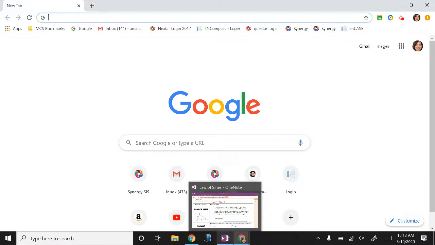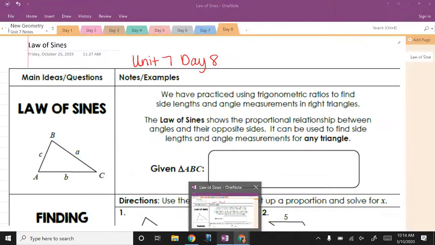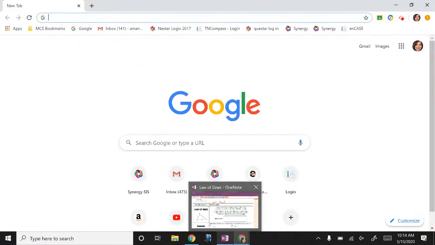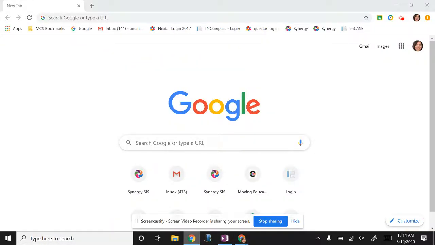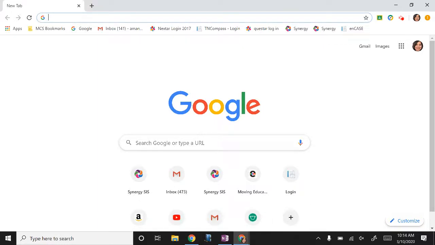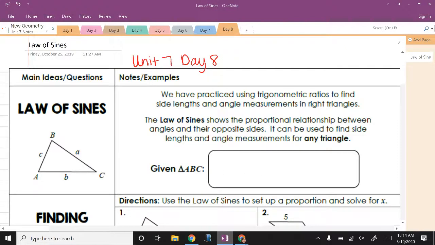Okay, so Unit 7, Day 8. I don't know what my thing is doing. Let me stop. Okay, it says I'm recording. So, maybe my pen will work. It's been acting crazy.